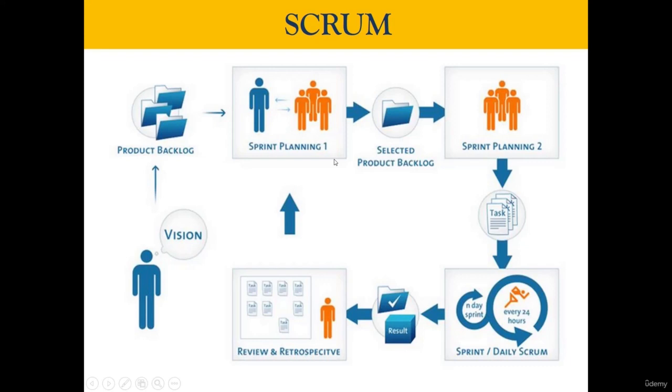Once they complete the tasks within 2 weeks or 30 days, they plan for another backlog item. So they select another 5 items, and this continuous process goes on. And every 24 hours, they meet together each and every day early in the morning, and they discuss what we did yesterday, what we are going to do today, and what challenges we are facing, so how we can overcome all these challenges.